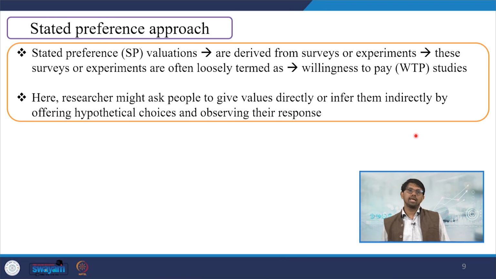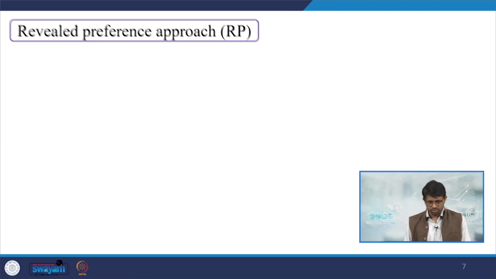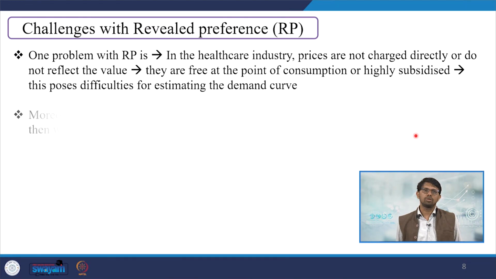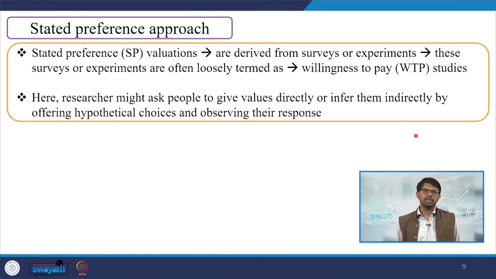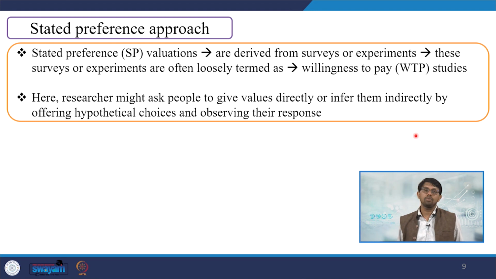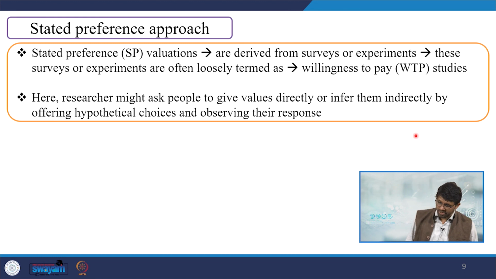We are now discussing another approach to willingness to pay, which we have already started. Okay, so we are now discussing SP, the stated preference. Stated preference valuations are derived from surveys or experiments. These surveys or experiments are often loosely termed willingness to pay studies. Here researchers might ask people to give values directly or infer them indirectly by offering hypothetical choices.